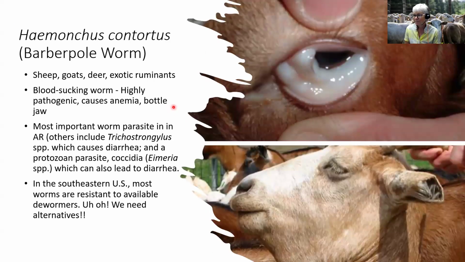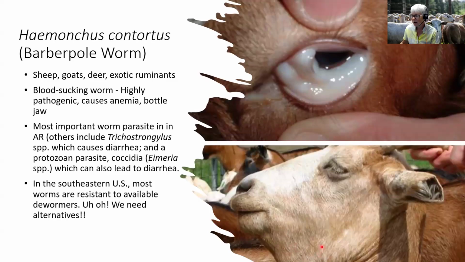There's a number of worms that can infect sheep and goats. The most important one and the most pathogenic one that I'm going to focus on today is Haemonchus contortus, also known as barber pole worm. It infects sheep, goats, deer, and exotic ruminants, including those in zoos. It's a blood-sucking worm, so it's highly pathogenic. It causes anemia, so you can get a sense, doing a FAMACHA score, of how anemic an animal is, how pale they are, essentially how many red blood cells have been lost due to the feeding activity of the worm. It also causes bottle jaw, this protein leakage that we can see with some edema that tends to pool under the jaw.